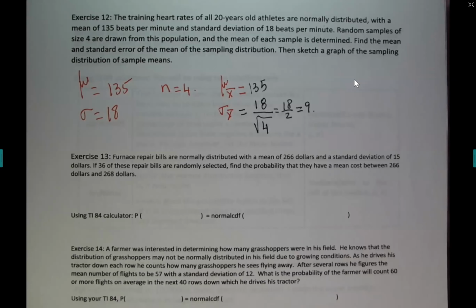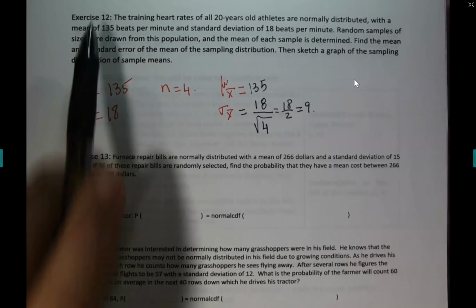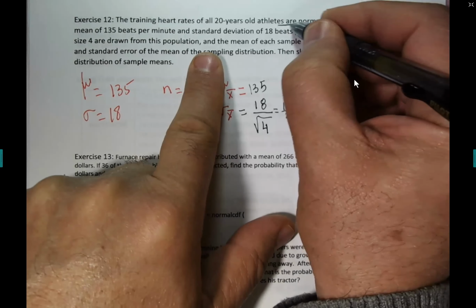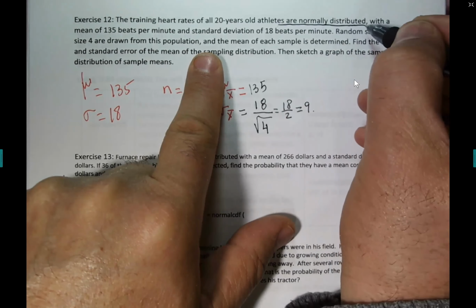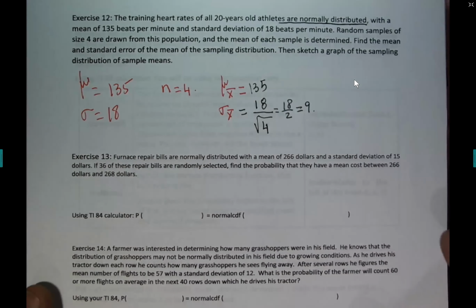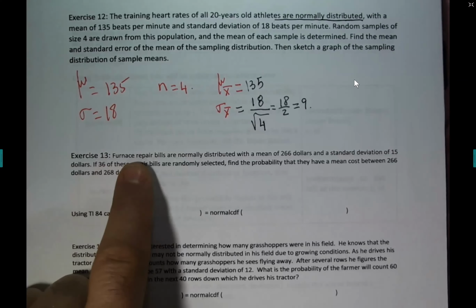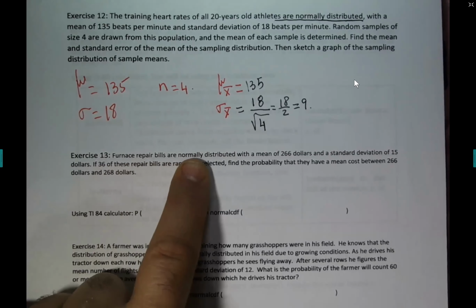And actually, in most of the problems, when he gives you a smaller sample size, he's going to mention that, just like I did, guys, in exercise 12. Look, I said the population is bell-shaped. Normally distributed means bell-shaped. Okay, look here in 13. He says, furnace repair bills are normally distributed. And now, guys, you don't care about the sample size once he mentioned that.